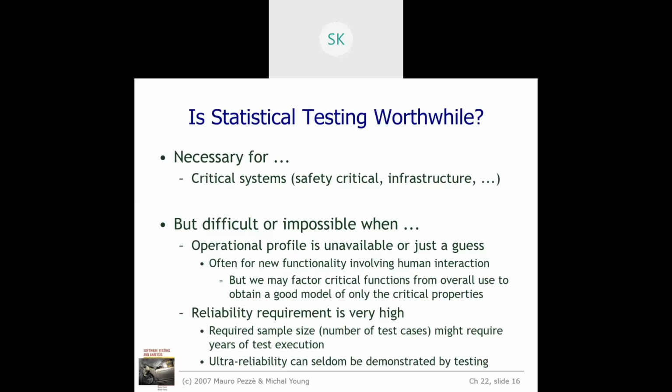But what happens here is it's a difficult or an impossible one when you don't have a proper model itself. That is, the operational profile is unavailable or just a guess. If you are making guesswork, then it is highly impossible to use statistical testing. You cannot go for it. So often, for new functionality involving human interaction, that means you need to involve human interaction always. Whenever humans come into the picture, there may be chances of getting errors.